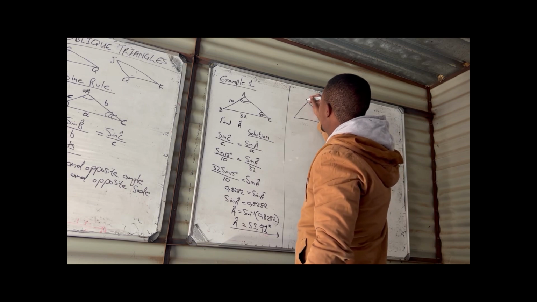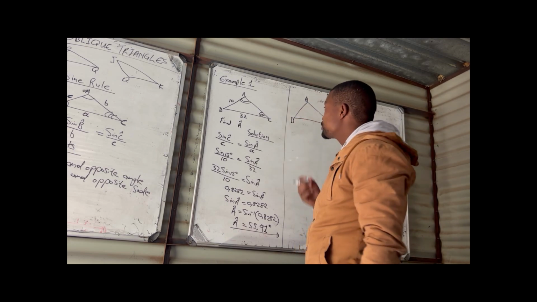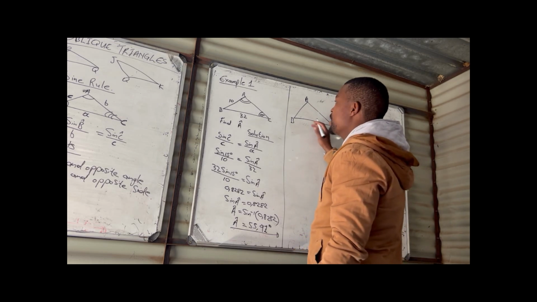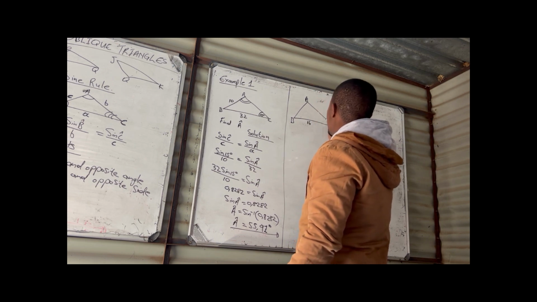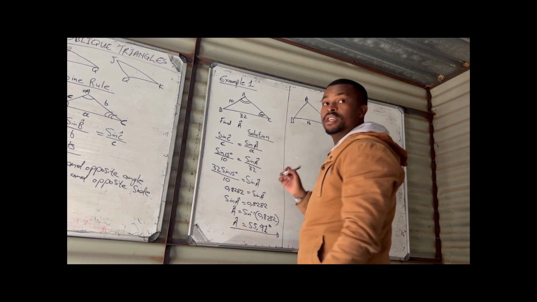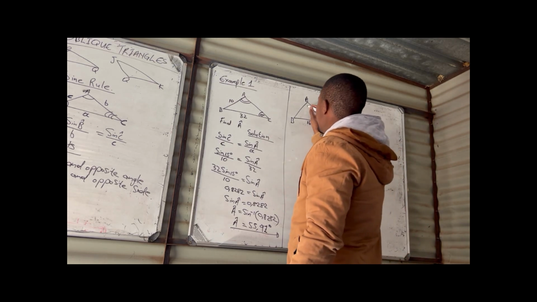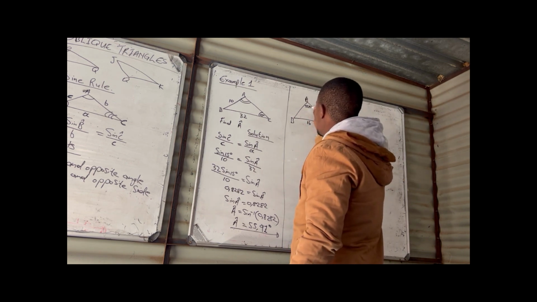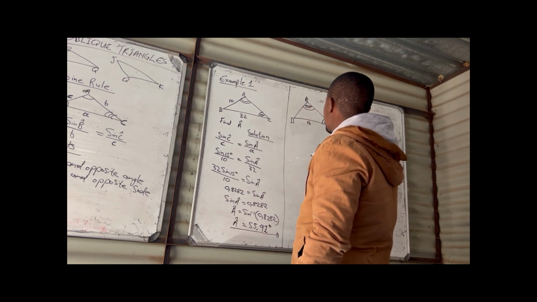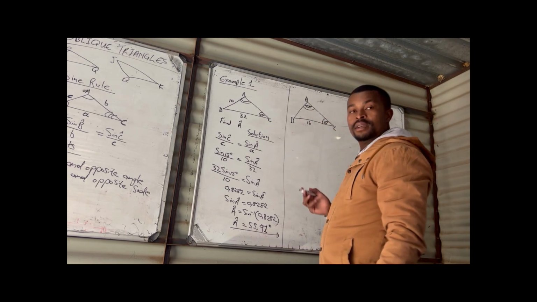Triangle ABC. Here we have 16, and then here we have 15 degrees. And then here we've got 55.91 degrees. And then we are looking for side AB.